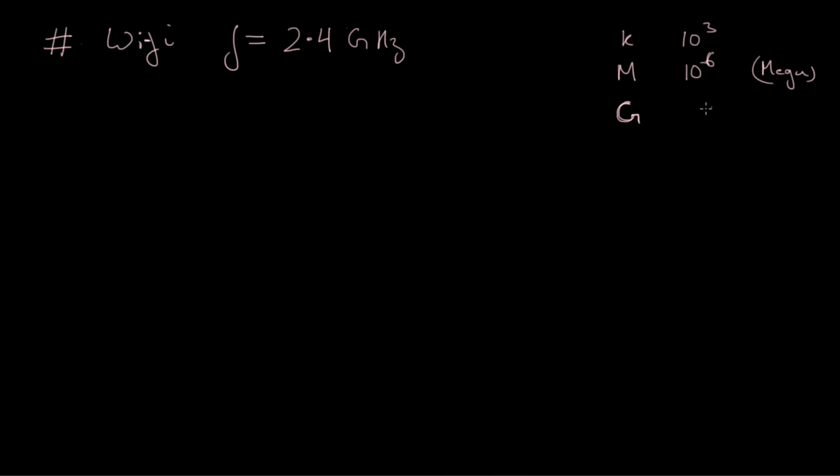Then your giga. Giga means what? 10 to the power 9. Okay, not gaga. 10 power 9. Is that clear? So what are they saying? That the router frequency is 2.4 into 10 power 9 hertz. Hertz is nothing but another way of writing 1 by second.